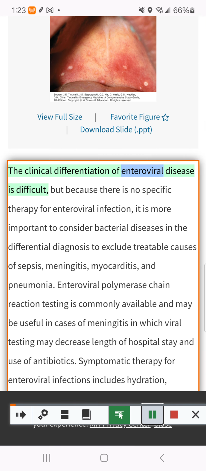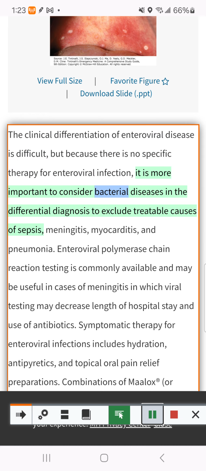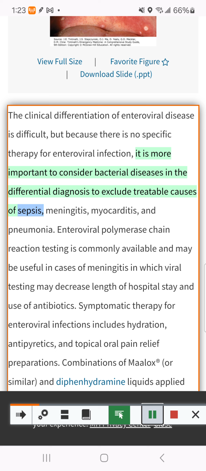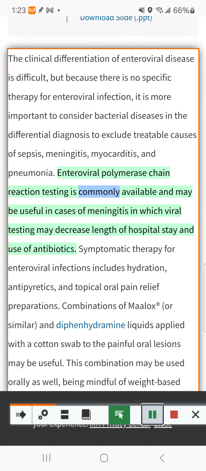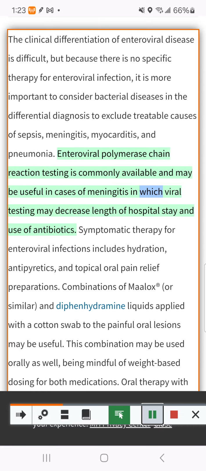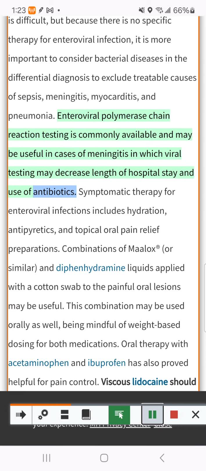The clinical differentiation of enteroviral disease is difficult, but because there is no specific therapy for enteroviral infection, it is more important to consider bacterial diseases in the differential diagnosis to exclude treatable causes of sepsis, meningitis, myocarditis, and pneumonia. Enteroviral polymerase chain reaction testing is commonly available and may be useful in cases of meningitis in which viral testing may decrease length of hospital stay and use of antibiotics.